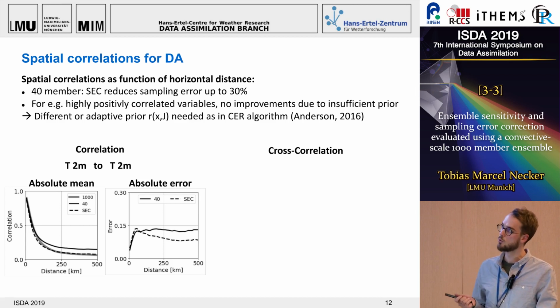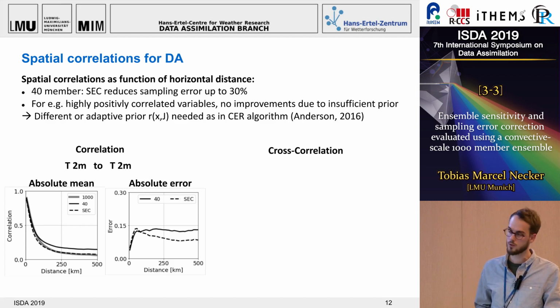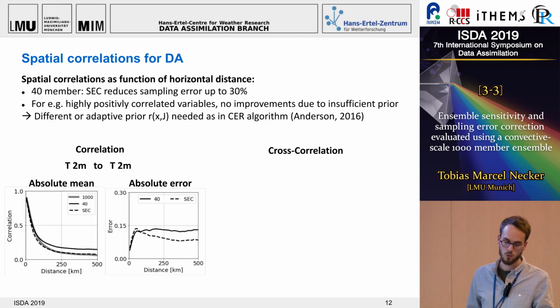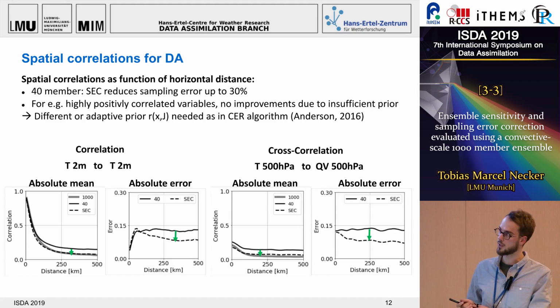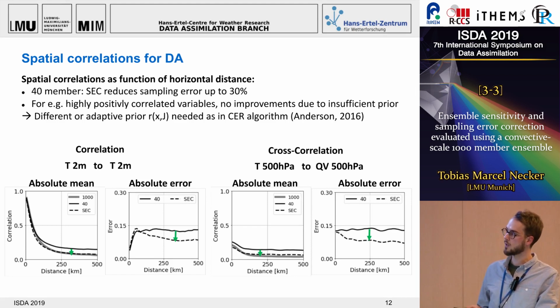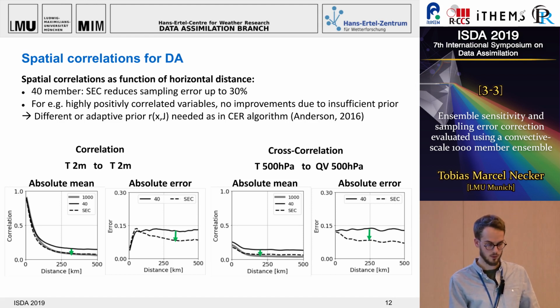And I would assume, so we could not test it here in this case, but I would assume that this behavior will then change. And then if we look at the cross correlation of, for example, 500 hectopascal temperature with humidity, you can see it doesn't matter which distance we look at, we always see an improvement applying the sampling error correction.